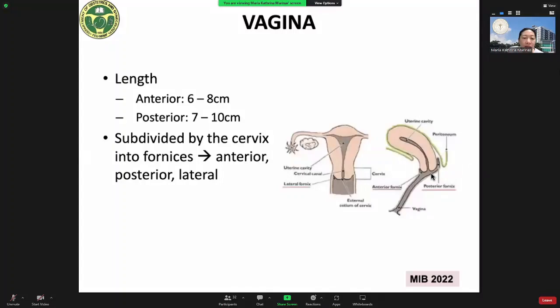Okay, so the fornices, these are the borders of the vagina, and this is the bladder alongside here, and the posterior membrane separating the vagina, and then this rectum beneath. And the fornices are here along this side.